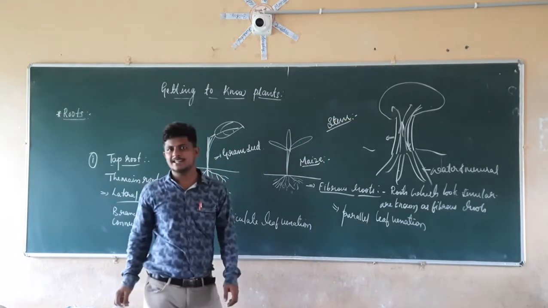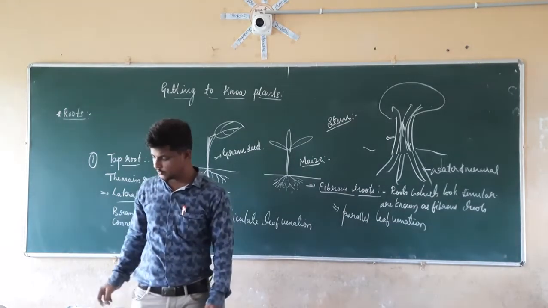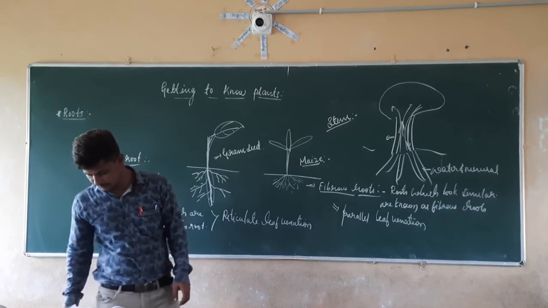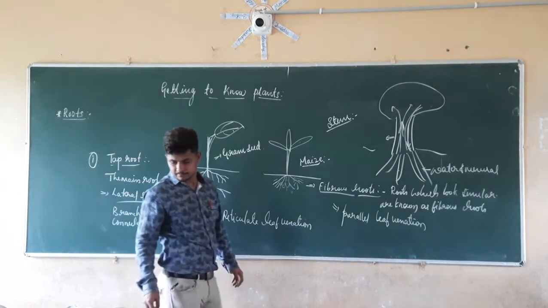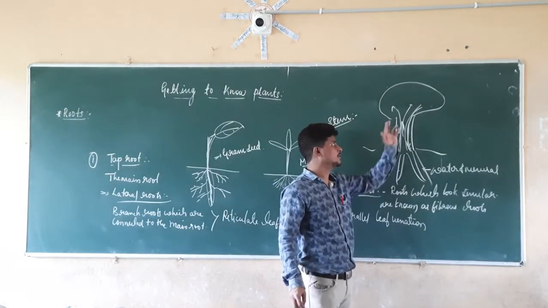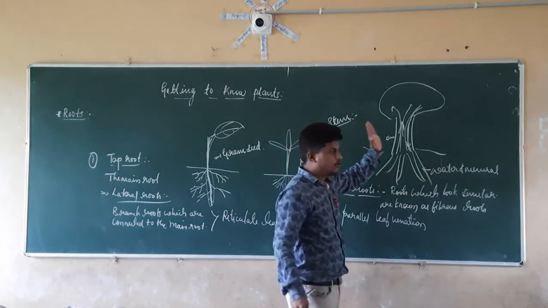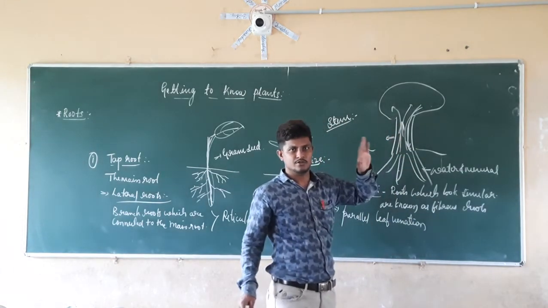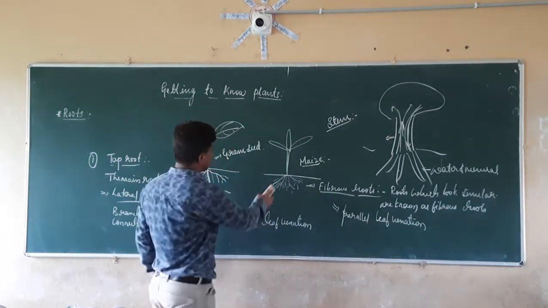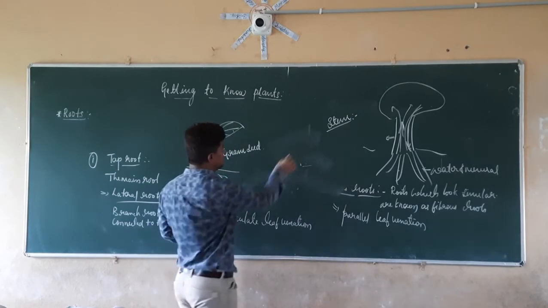So by this we can say that the stem is doing two-way traffic. How is it doing the two-way traffic here? It is helping in the transportation of the water and minerals from the roots to the leaves. In the same way, it is helping in the transportation of the food particles from the leaves to the roots. So the stem is controlling two-way traffic. What is the two-way traffic?